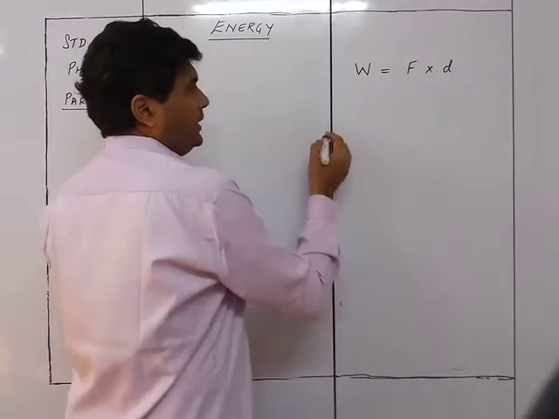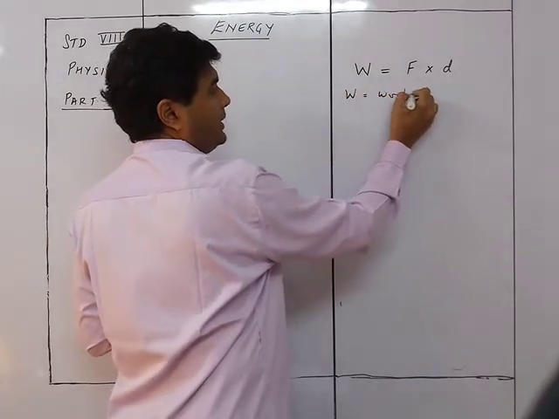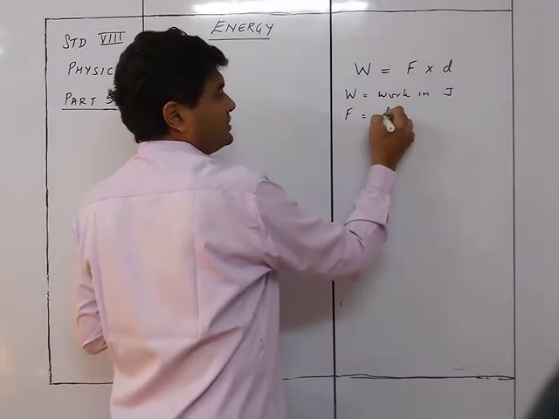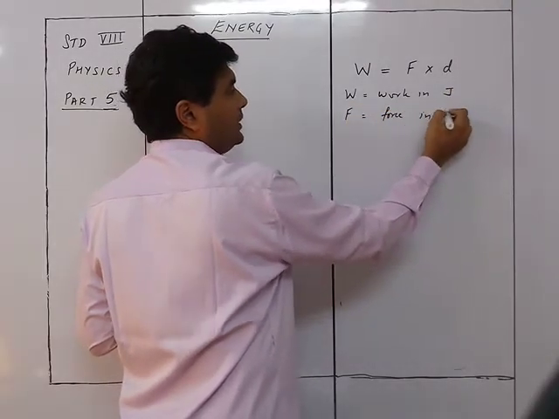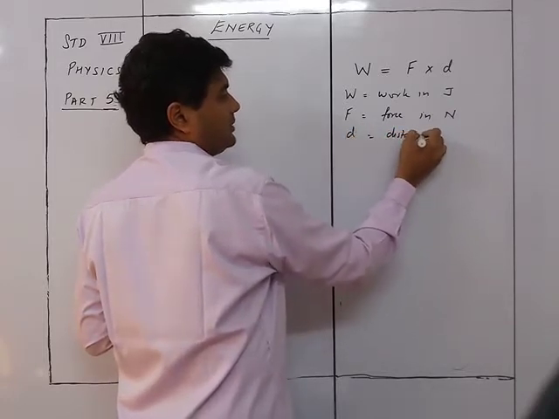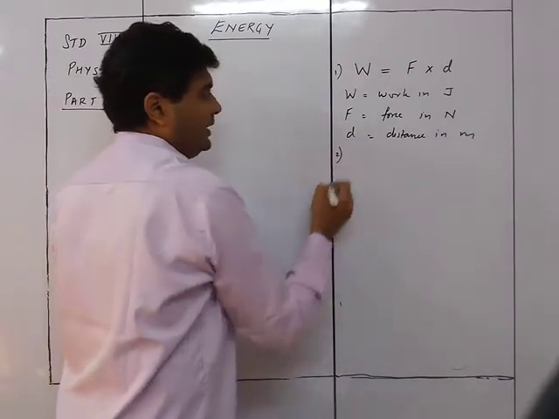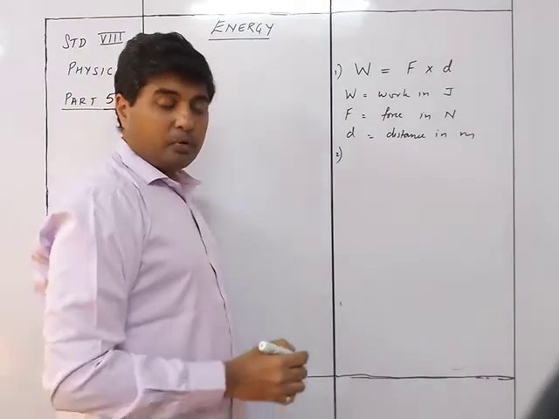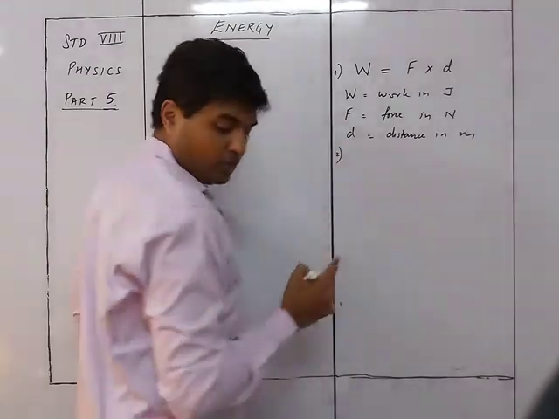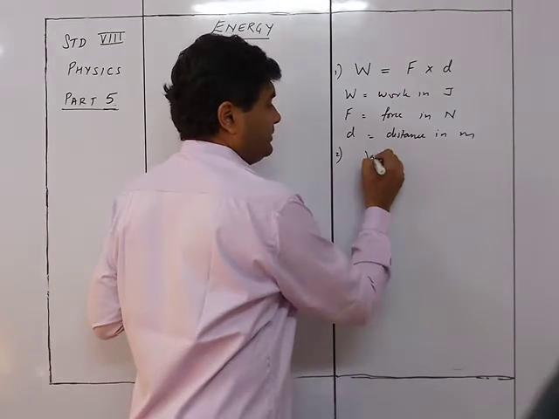Where W is the work in joule, F is force in Newton, D is distance in meters. That is the first one. The second one is related to potential energy and kinetic energy. One more thing about the work: work is equal to energy. So W is equal to energy.